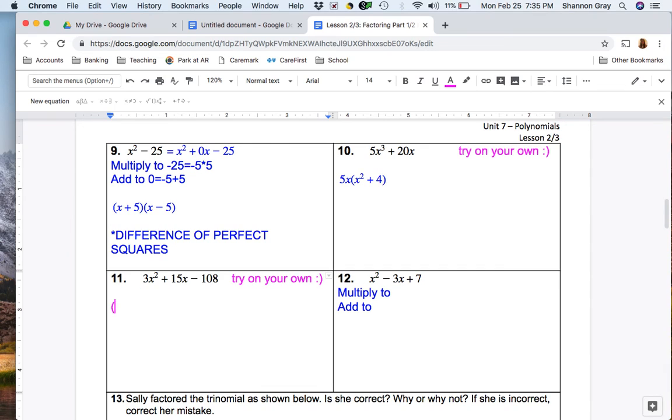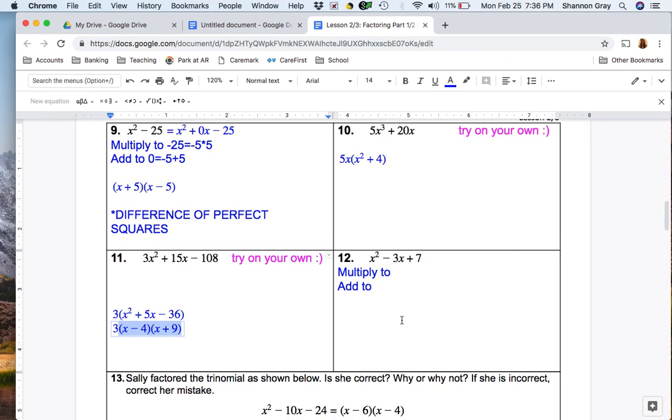Number 11, I'm going to write it in pink, I guess. Factor out a 3, and then you're left with x squared plus 5x minus 36. And then after that, we've got 3 times x minus 4 times x plus 9. One thing I didn't mention is it does not matter what order these factors are in. So it could be x plus 9 and then x minus 4. The 3 is always in front just because that's an integer. But if you have these two backwards, that's totally fine.